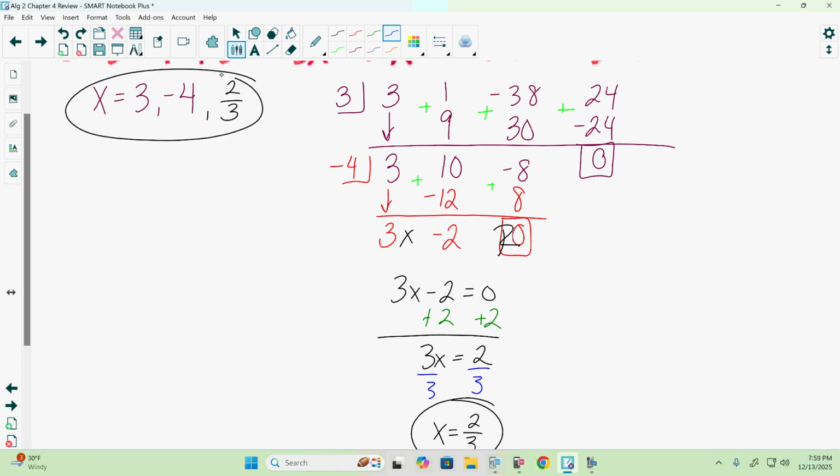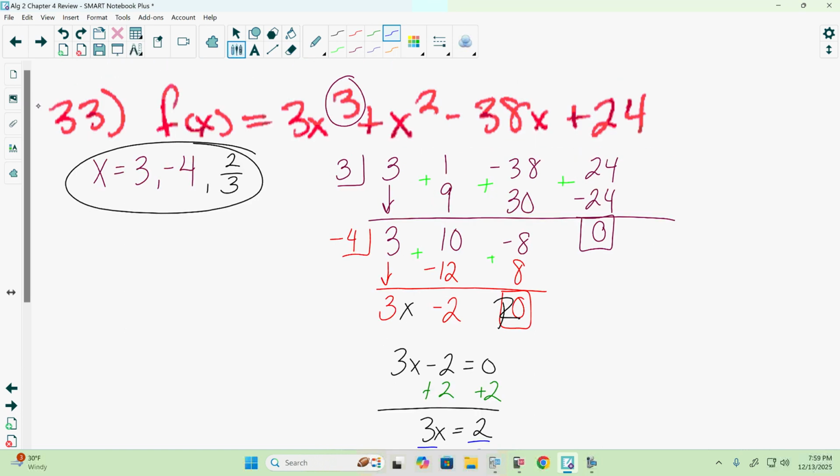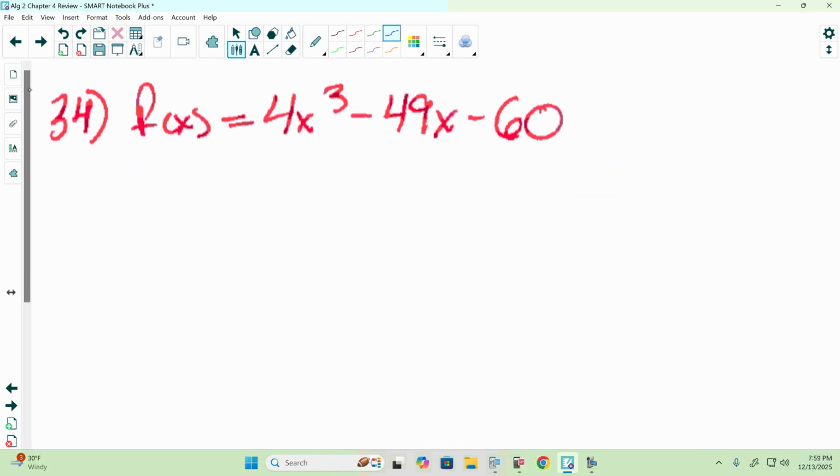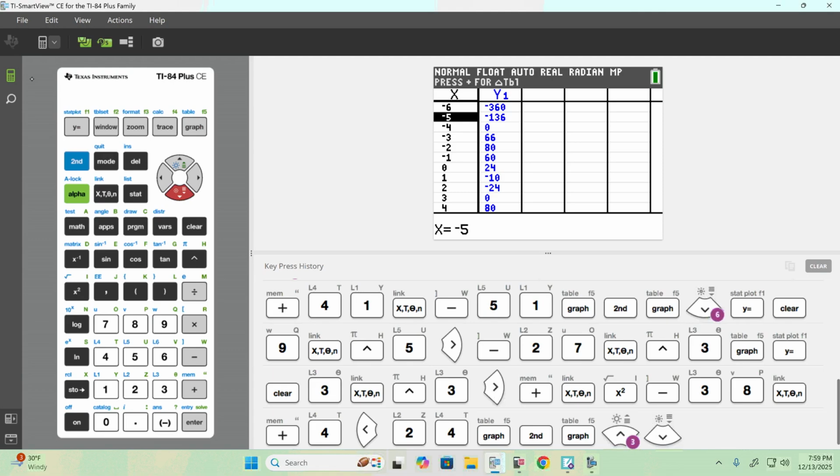And that's it. Those are all 3 solutions. It is a degree 3. We have 3. There are 3 solutions. So we're finished with this one here. And lo and behold, it brings us to the last problem.